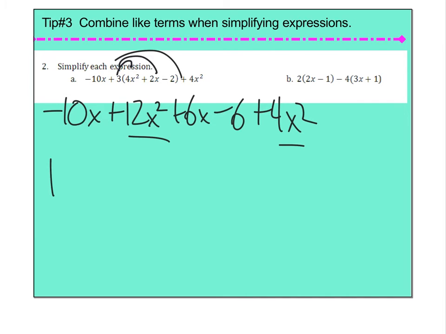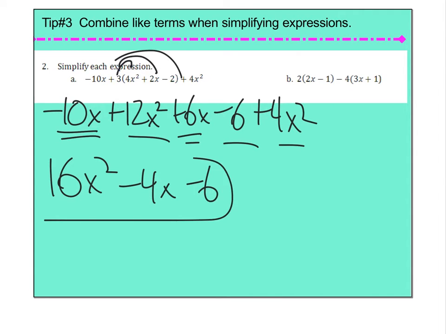So that becomes 16x squared minus 10x plus 6x is minus 4x, minus 6 is all I've got left. There's my simplified expression.